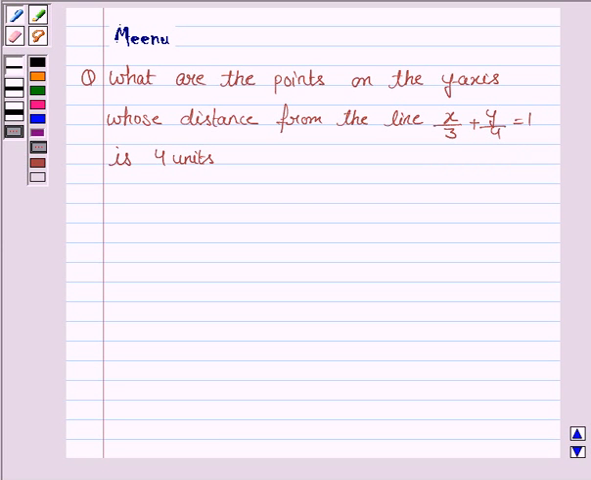Let us discuss the following question. It says, what are the points on y-axis whose distance from the line x upon 3 plus y upon 4 is equal to 1 is 4 units?